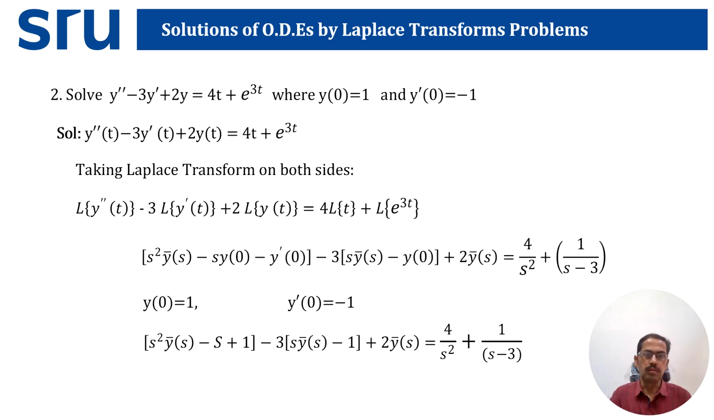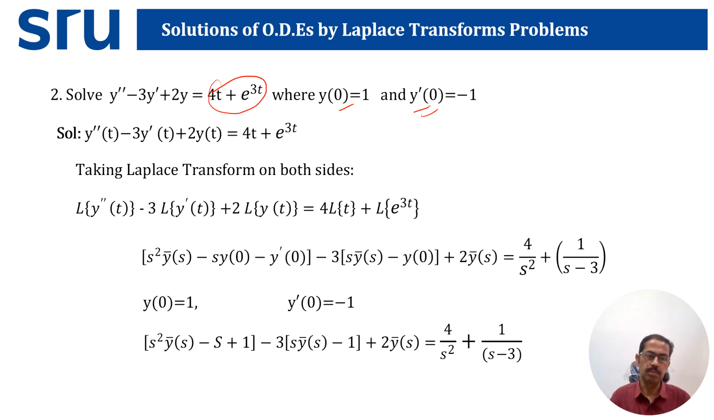Here, y double dash minus 3y dash plus 2y equal to 4t plus e to the power of t, where y of 0 is 1, y dash of 0 is minus 1. Here y is a function of t, because y depends on t. Here 4t is in the time domain. So this is a second order equation, so apply the Laplace transform for the second order derivative, and the first order derivative, and this zero order term, and like that.